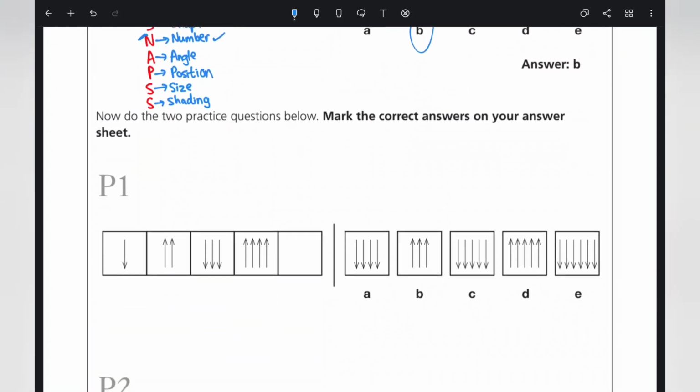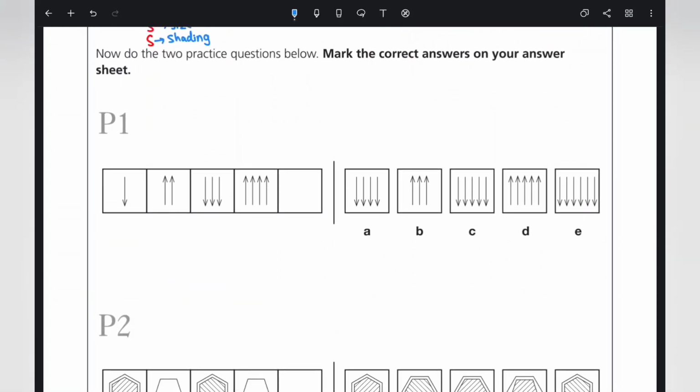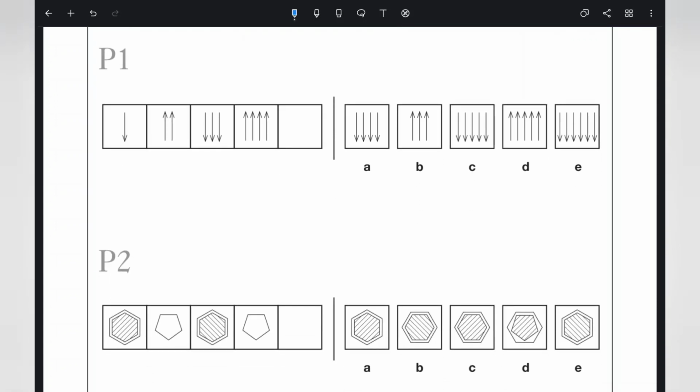We've got some practice questions to attempt. Now try these practice questions below. Mark the correct answers on your answer sheet. You've got P1 and P2. Pause the video and have a go.